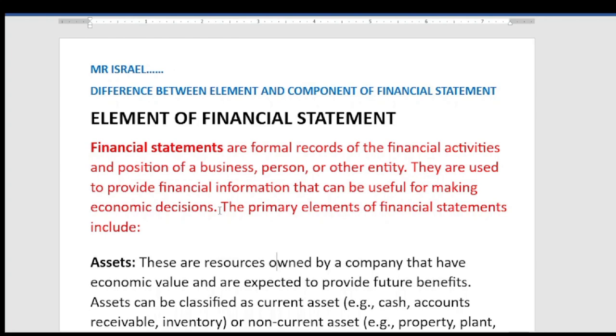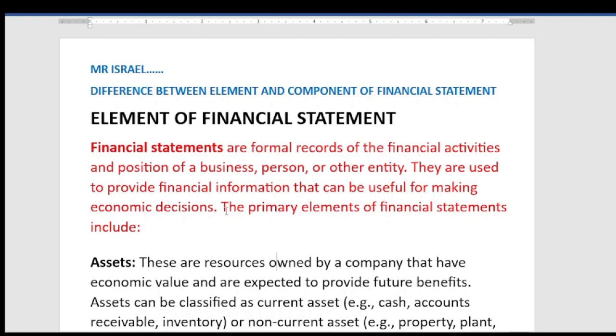For example, you want to make a decision from a financial statement. Maybe you want to invest in a company. You need to get their financial statement to look at the strengths of the company. Then you look at the financial position, income statement, and the cash flow. Let me not go into detail because I'm stretching towards somewhere else now. The basic thing I want you to understand is that financial statements contain financial activities of a business or entity, and are used to provide financial information that is useful for economic decision making.